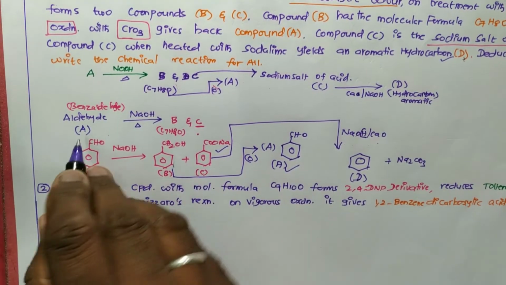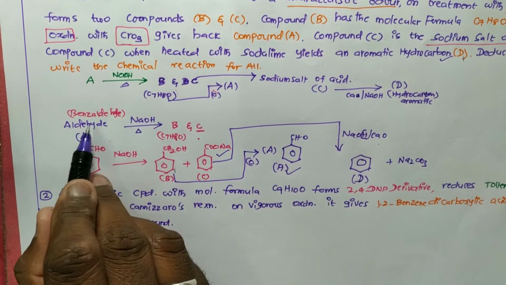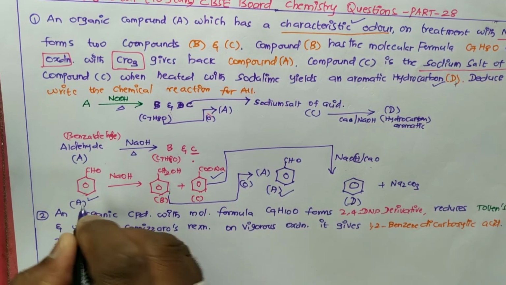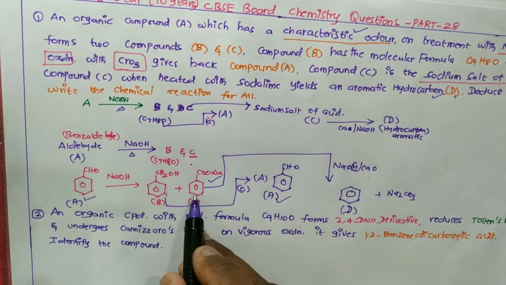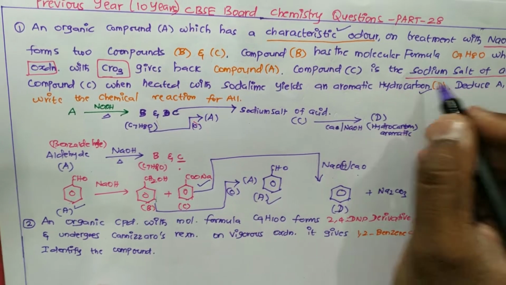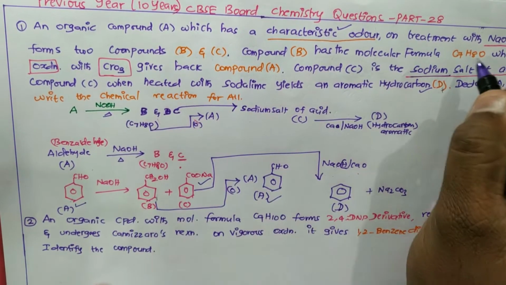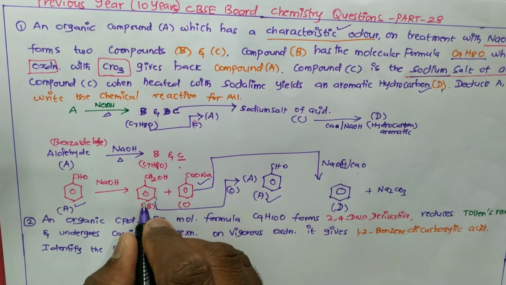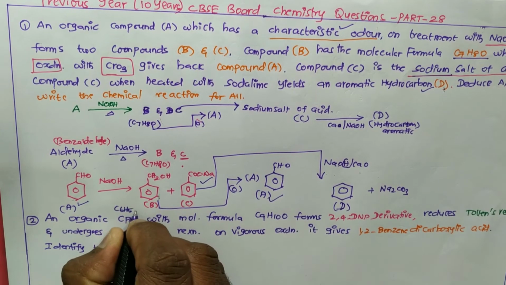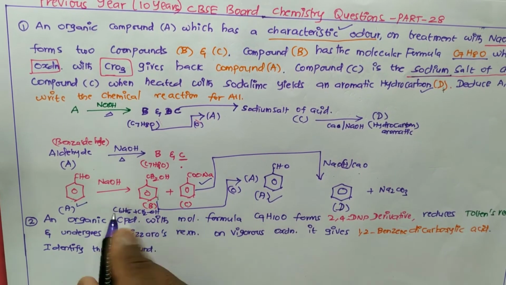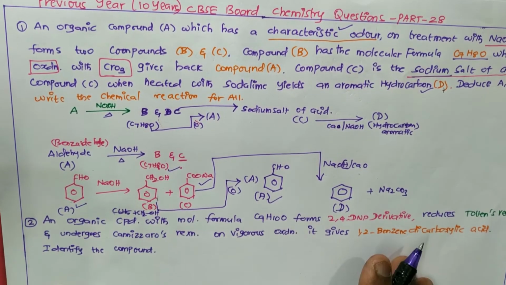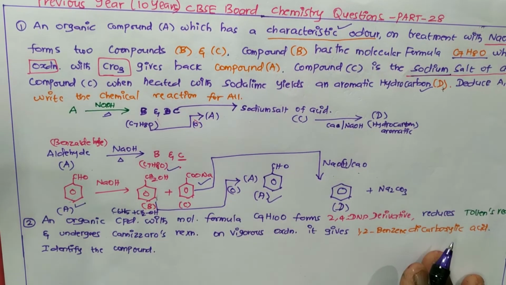As we know from the first question, because of the characteristic smell, we can find out it's benzaldehyde. This is compound A. If benzaldehyde reacts with sodium hydroxide, it undergoes the Cannizzaro reaction, giving two different products: one is alcohol and another is acid salt. They are giving the sodium acid salt as well as compound C7H8O, which is C6H5 plus CH2OH. C7H8O matches the formula given. Are you able to understand, students? This is very easy.